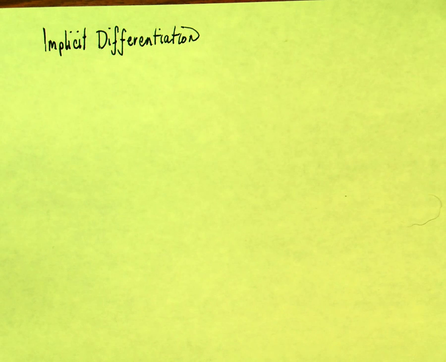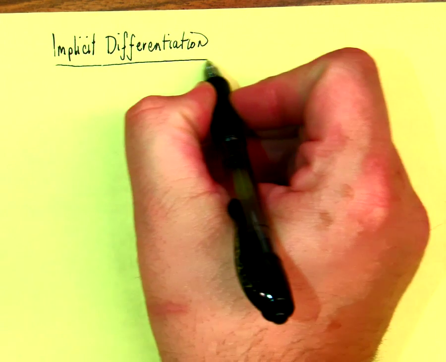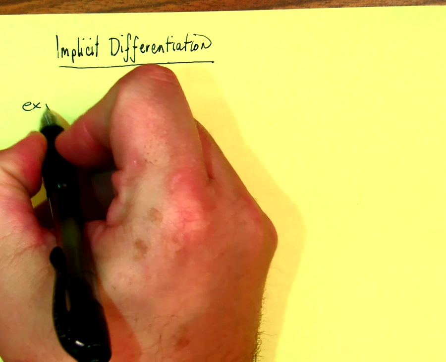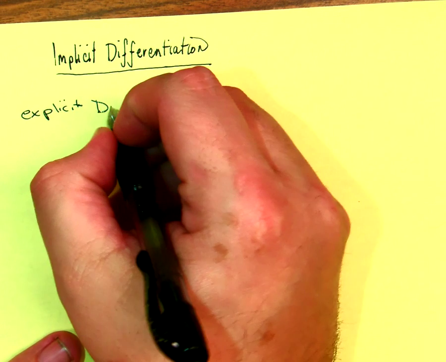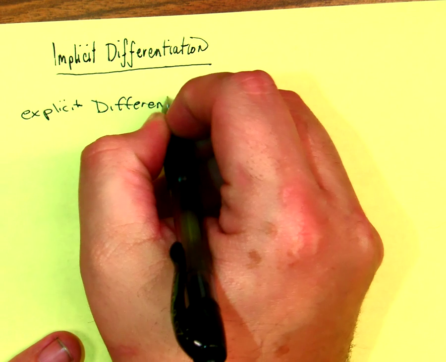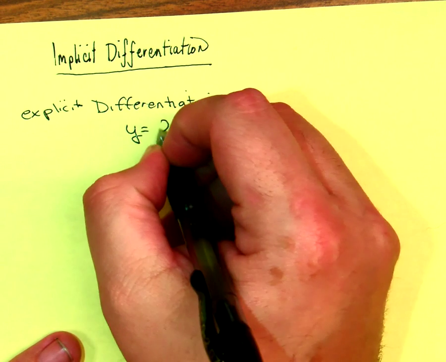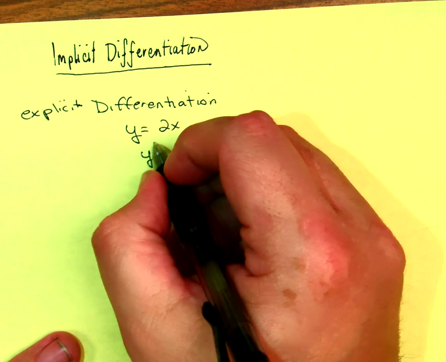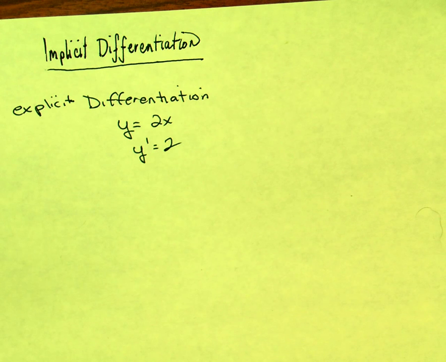Now, implicit differentiation means, well, first we'll start with explicit differentiation. This is a situation where you have like y equals 2x. What's y prime? 2. All right, not a problem, right? You know y is a function of x, and you're good to go.